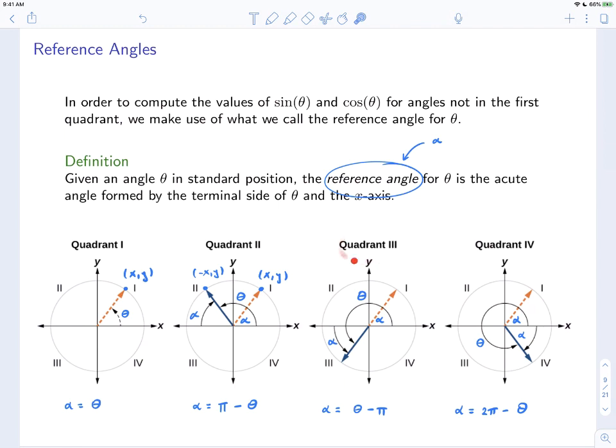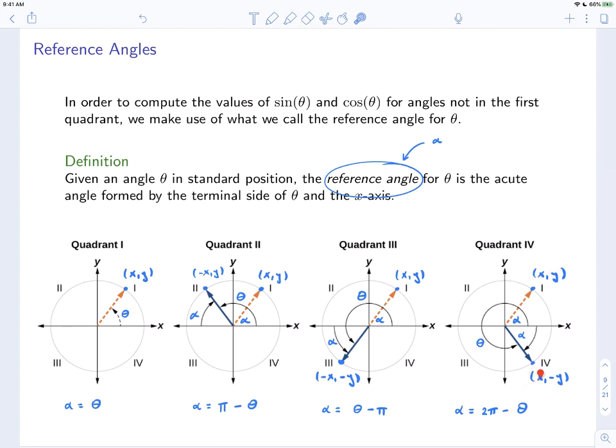If you're in quadrant 3, then the reference angle will give you x comma y, where both x and y are positive. And theta will give you coordinates negative x and negative y, because it's in the third quadrant. And both x and y are negative in the third quadrant. In quadrant 4, the reference angle will have coordinates x comma y, and the angle theta will have coordinates x comma negative y.